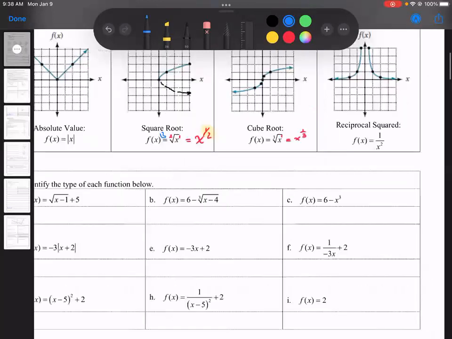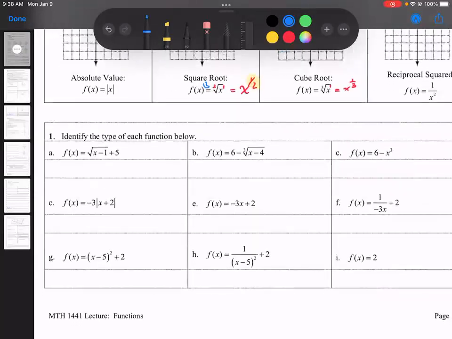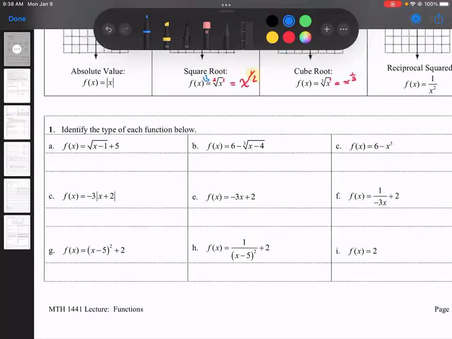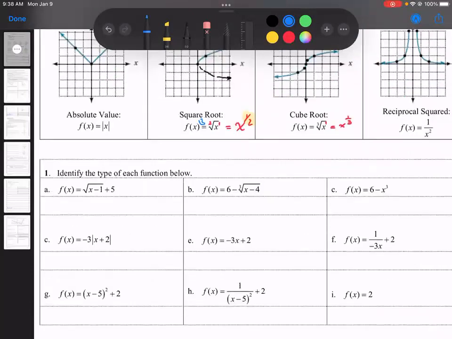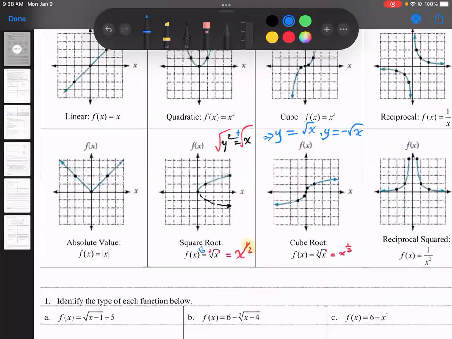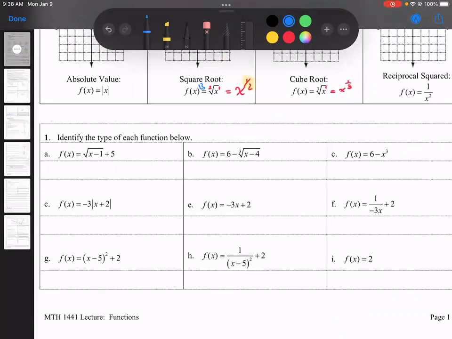Why don't you take a second? I want you to take a second. You gotta do this on your own. Identify the type of each function based on the basic function given. So do that one. Maybe I'll just take a moment to do that one. For those of you who watch this video at home, you can fast forward when I stop.